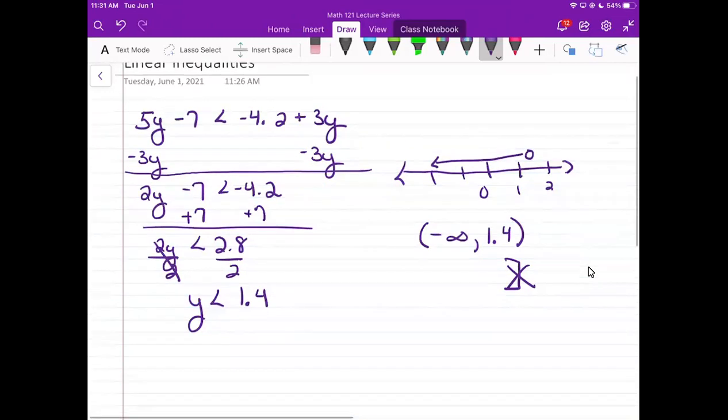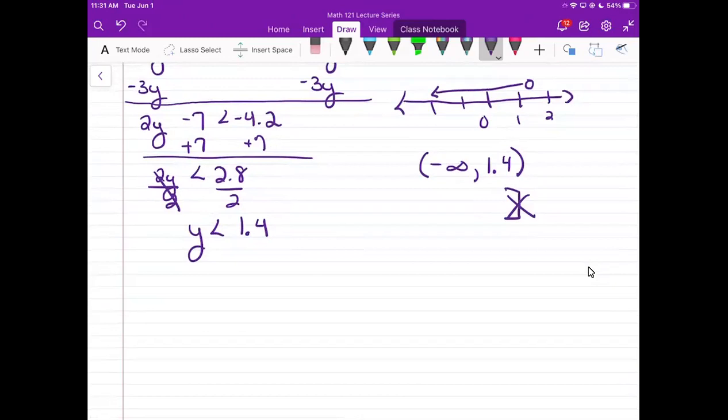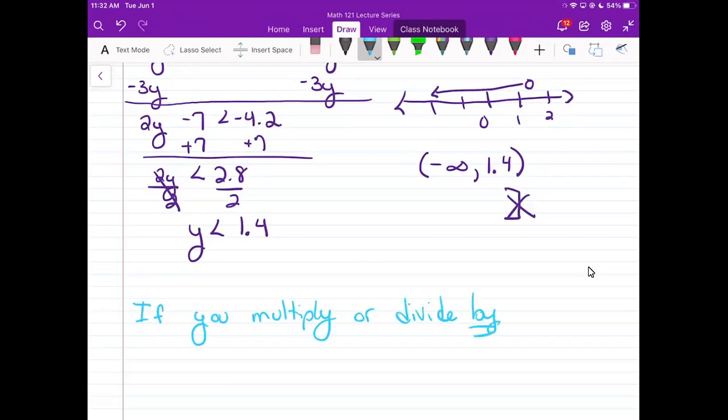The big difference comes in when you multiply or divide by a negative number. If you multiply or divide by a negative number, and that "by" is very important, you must flip the inequality.